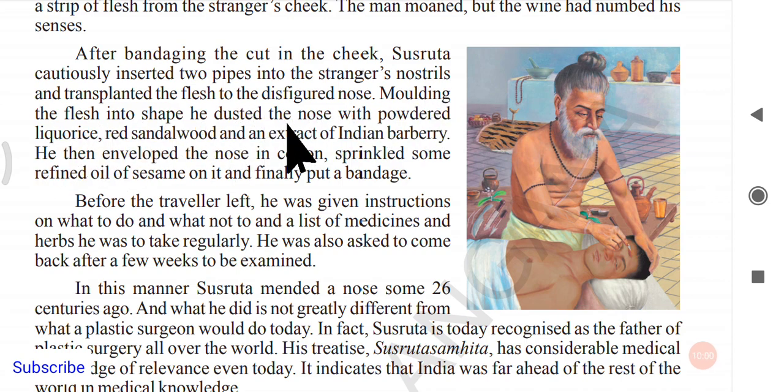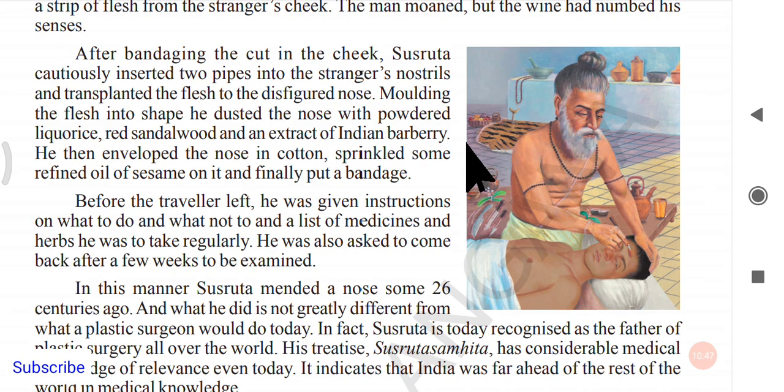Molding the flesh into the shape, he dusted the nose with powdered licorice, red sandalwood, and an extract of Indian barberry. So he finally put that cheek skin on the nose, and he started to make a shape, just like, I think if you have any experience making Lord Ganesha's idols in your childhood with mud, you make his face like this with fingers, just like that. He put all that cheek flesh on the nose, and molded, in the sense made the skin into the shape of a nose.